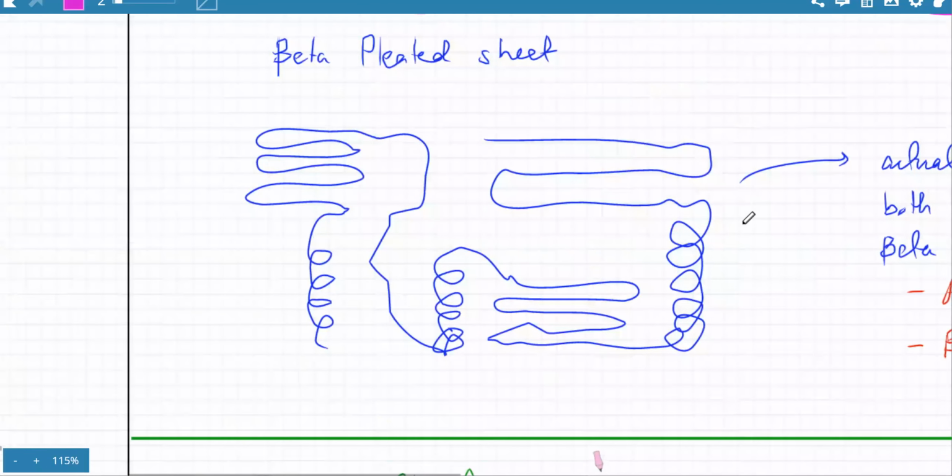Let's focus on this structure. If you look at this structure, what basically happens is that the R groups start interlinking. There's an R group over here, an R group over here. They would start interlinking with each other. So all sorts of interactions or bonding might be possible between these R groups.